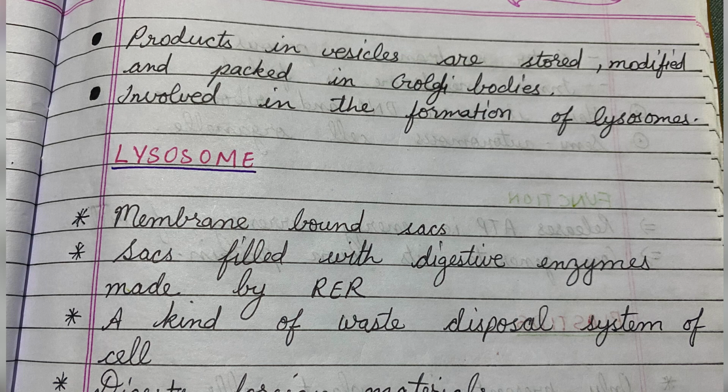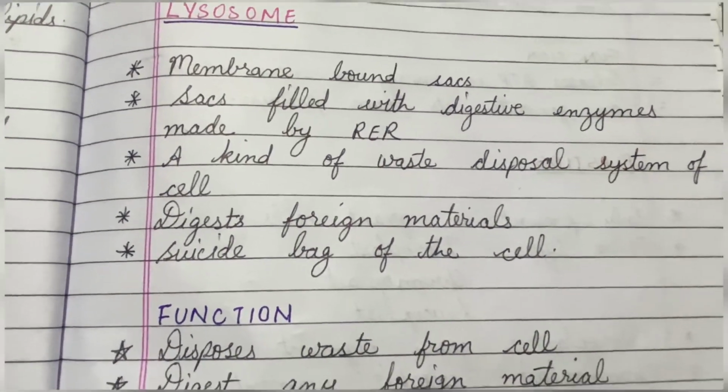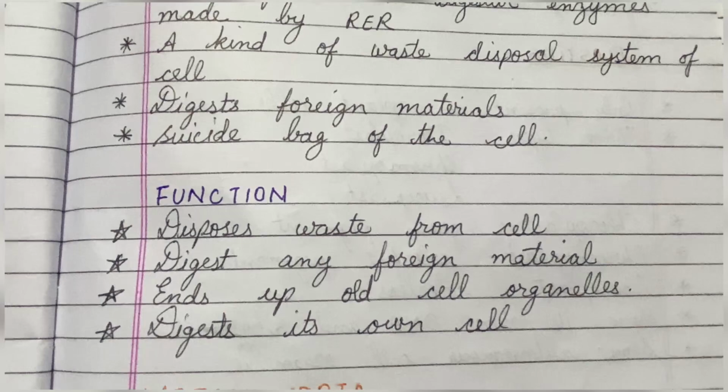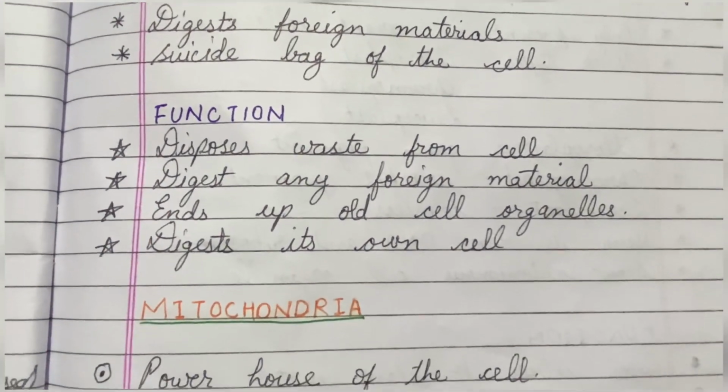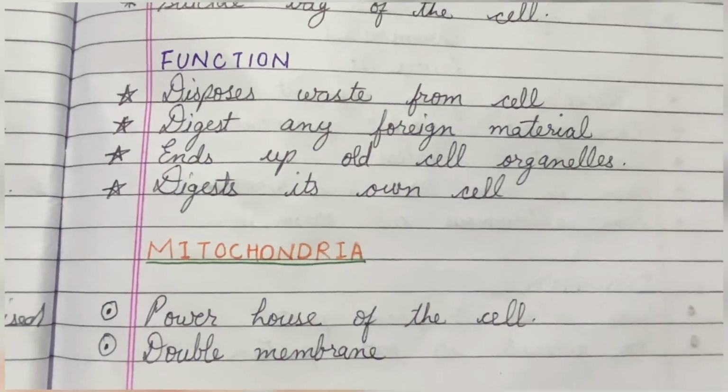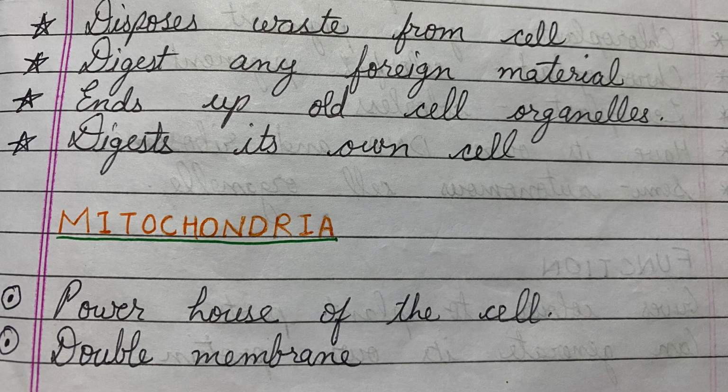Lysosomes are membrane-bound sacs. These sacs are filled with digestive enzymes made by a rough endoplasmic reticulum. They are a kind of waste disposal system of the cell. They digest the foreign materials that come inside the cell, and they are also called the suicide bags of the cell. They function as waste disposal system of the cell and digest foreign materials that enter the cell. They also digest old cell organelles that are no more useful for the cell. If there is any disturbance in the metabolism of the cell, then the lysosomes end up digesting their own cell. That is why it is called the suicide bags of the cell.